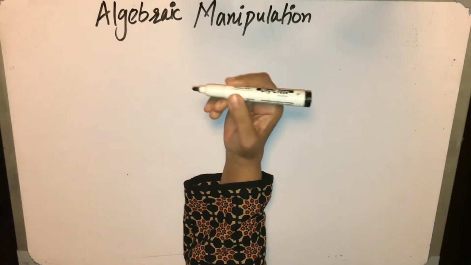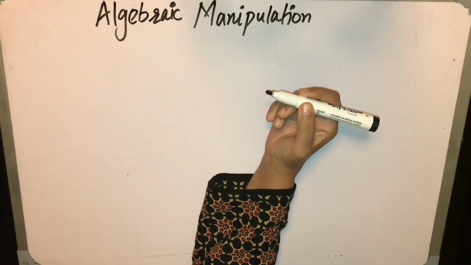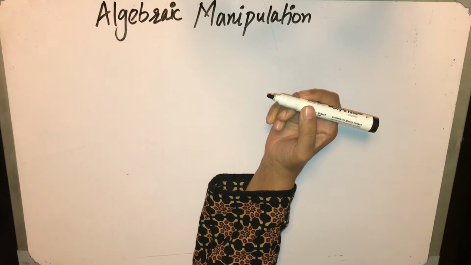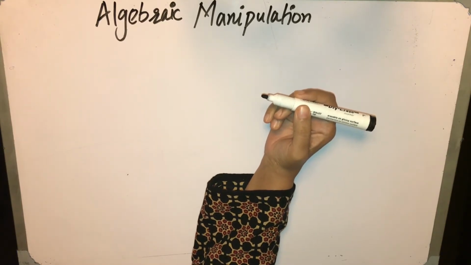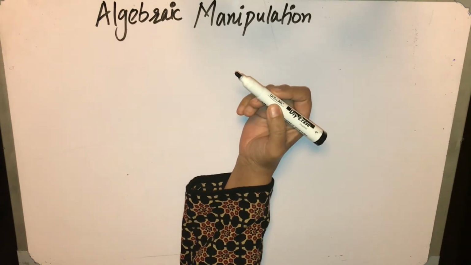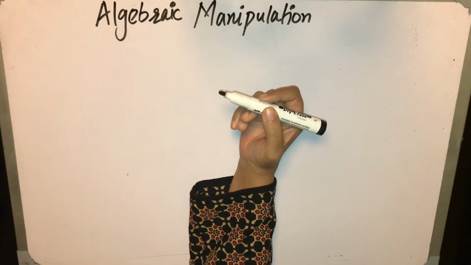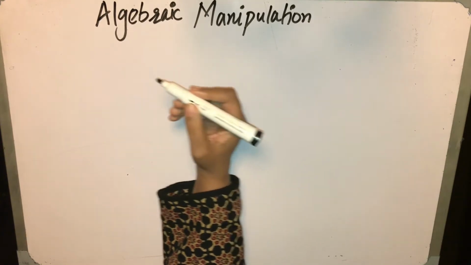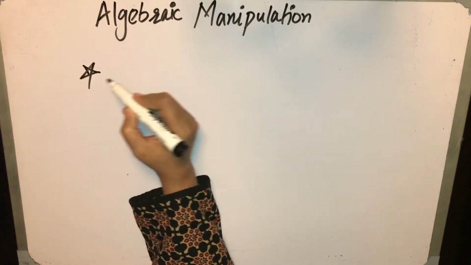The topic for today is algebraic manipulation. The value of a fraction remains unchanged if both the numerator and denominator of a fraction are multiplied or divided by the same non-zero number or expression. I shall start with the simplest possible question.